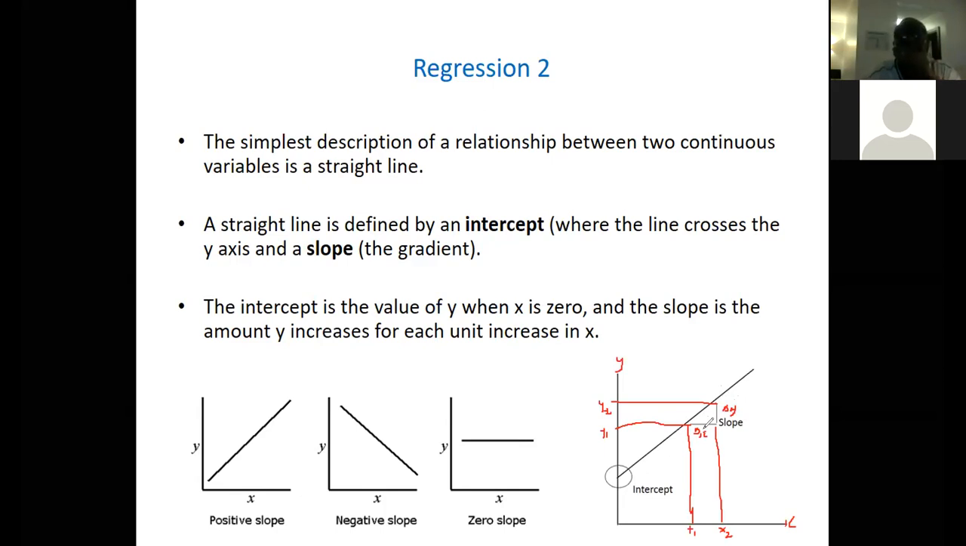So you want to know the change in y per unit change in x. And y is the outcome variable, the dependent variable, and x is the independent variable. It's telling you that if the independent variable x changes by 1, by how much does y change. So the slope is the change in y per unit change in x.